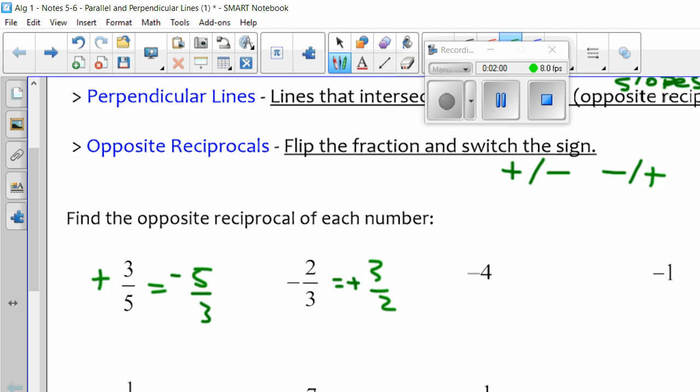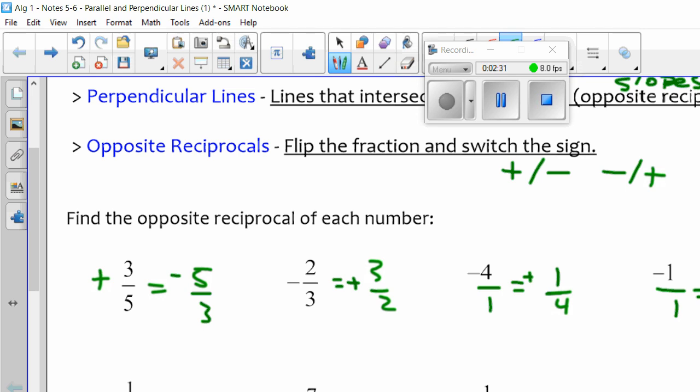Now, when you get a whole number, remember, whole numbers are a fraction. You do have a 1 underneath it, so I can still flip it. So I'm going to flip it, and it was negative, so it's now positive. Okay? Remember, 1 can be written as a fraction too. To flip it, I'm just going to flip it. But in this case, it was negative again, so I make it positive. All right. Okay, so that's taking the opposite reciprocal.